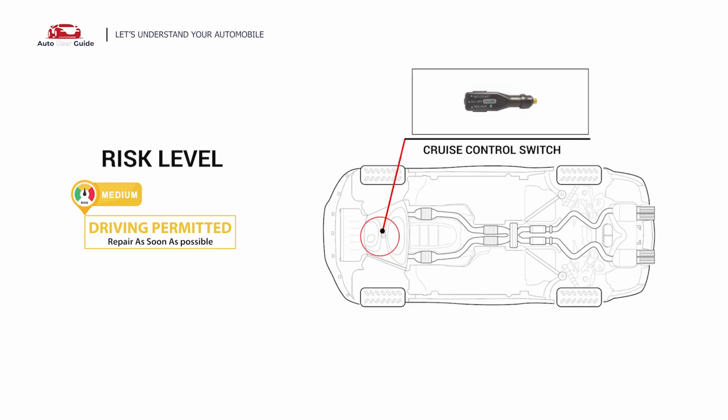This engine code indicates that your vehicle's powertrain control module, PCM, has detected a lower than expected voltage in the circuit for the brake light switch. Under this circumstance, short-distance driving is permitted, but your vehicle should be repaired as soon as possible.